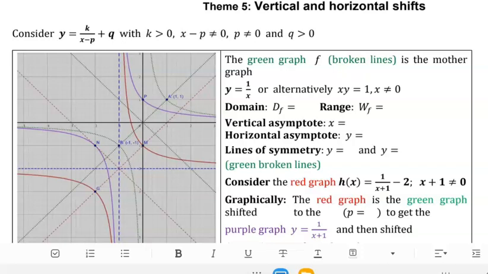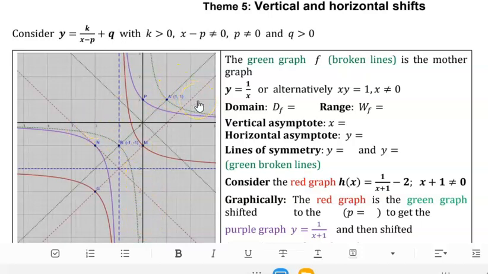Let us look now at hyperbolas which has both the p and the q unequal to 0. So it will result in a vertical as well as a horizontal shift. So p is not 0 and q is, in this example, positive. Let us just recap again about our mother graph. On this graph you will see it's a broken line. I've just drawn the mother graph so that you can see the relationship between the graphs.